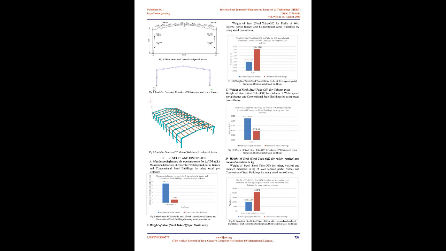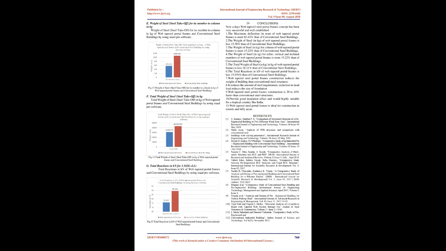A. Maximum deflection, in mm, at center for 1.5 DL plus LL. Maximum deflection at center for web-tapered portal frames and conventional steel buildings by using Staad Pro software. Fig. 9. Maximum deflection, in mm, of web-tapered portal frames and conventional steel buildings by using Staad Pro software. B. Weight of steel, steel takeoff, for purlin in kg. Weight of steel, steel takeoff, for purlin of web-tapered portal frames and conventional steel buildings by using Staad Pro software. Fig. 10. Weight of steel, steel takeoff, for purlin of web-tapered portal frames and conventional steel buildings.